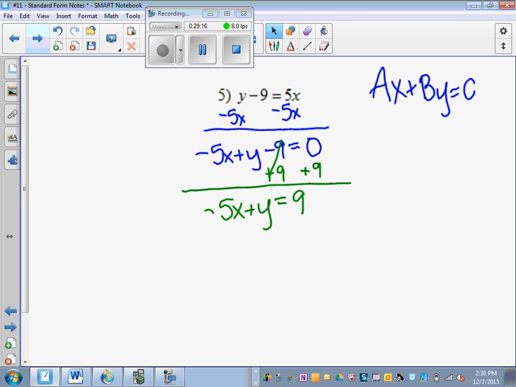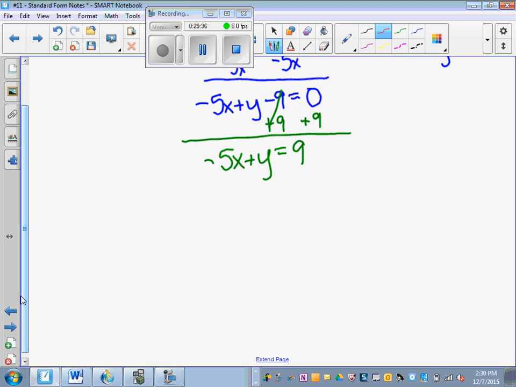We have a negative. We don't like negatives. You can't have a negative in front. So what we can do is either multiply by negative 1 or divide by negative 1. What do you guys want to do? Multiply or divide? Let's just do multiply.